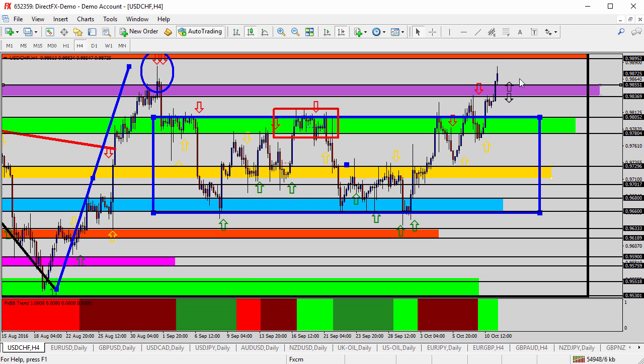So if we're going to buy it, we need to hold above the purple zone, dip back down to it as support, hold it as support, and then target the orange shaded area. Any push underneath the purple zone again is our risk for any buy trades for the U.S. franc today.